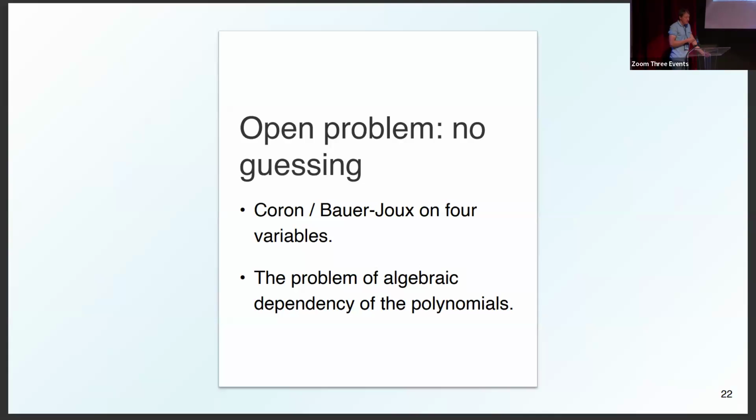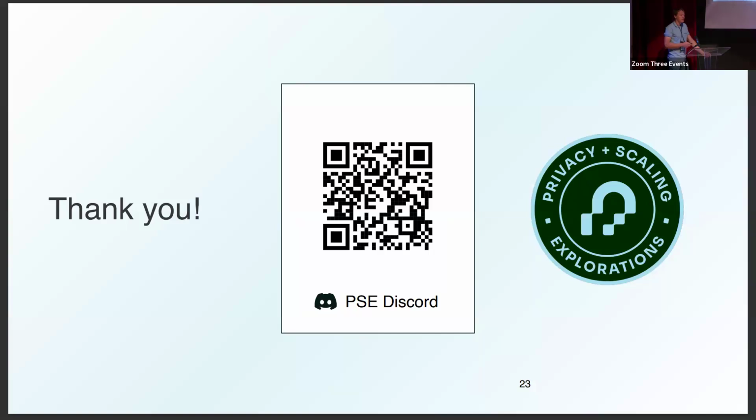Yeah, so what about open problems? It would be really nice to completely eliminate the guessing part. And for this, we would need to run Coron or Bauer-Roux on 4 variables, but it just seems very difficult to get 4 polynomials that are algebraically independent. Yeah, and that's the end of my talk. Thank you.